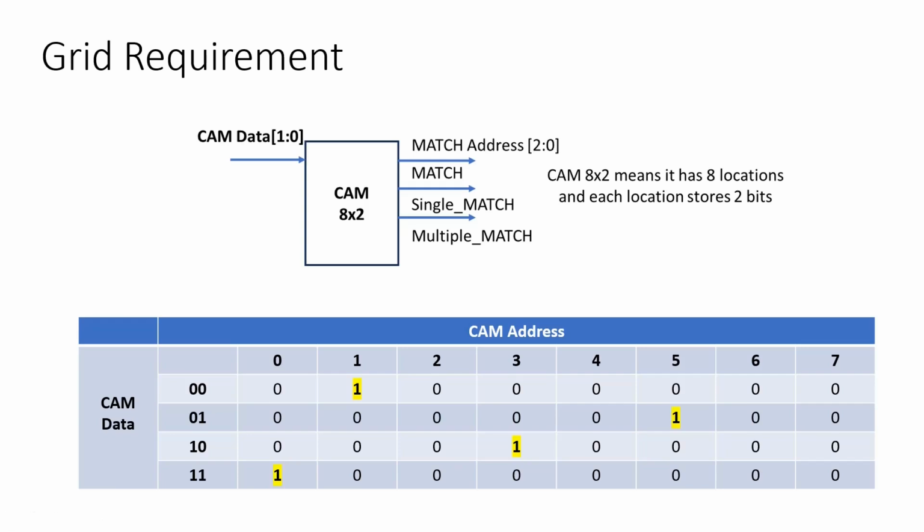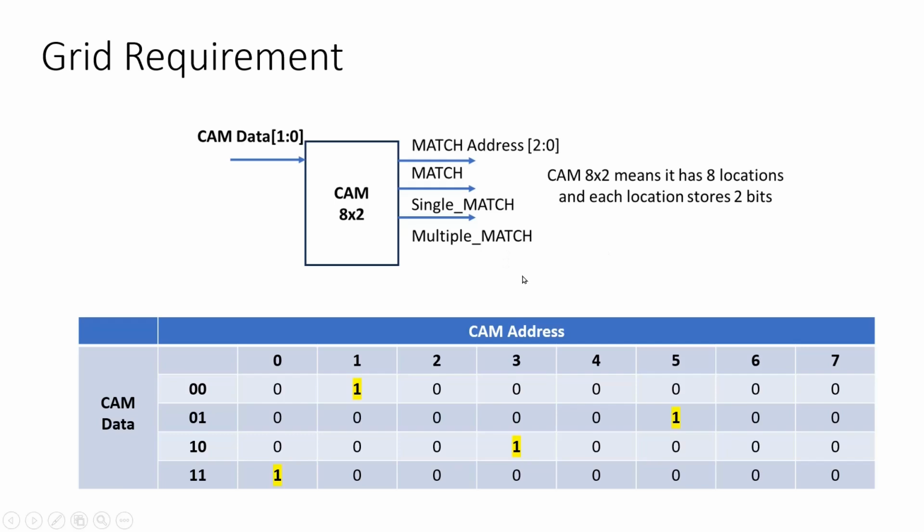Friends, the way I am going to propose to implement CAM using RAM needs this type of grid. In this example, I am going to implement a CAM which is 8 into 2. 8 into 2 means it will have 8 locations and each location can store 2 bits, so the data bus will be 2 bits. Because it has 8 locations, the address will be 3 bits, so the match address will be 3 bits. These flags are always 1 bit, irrespective of the size of the address line and data line.